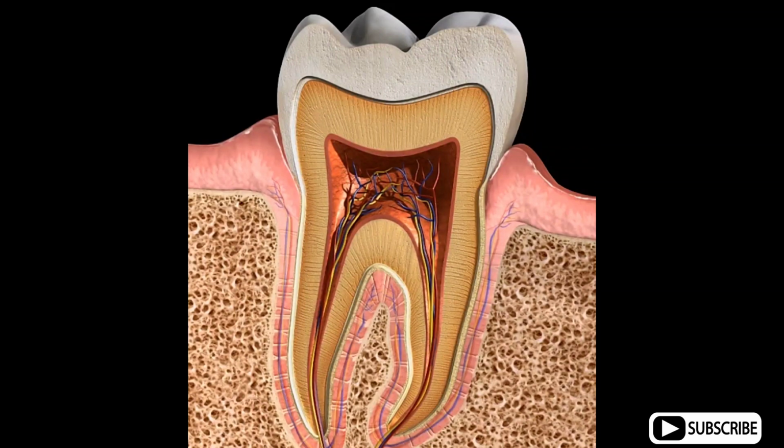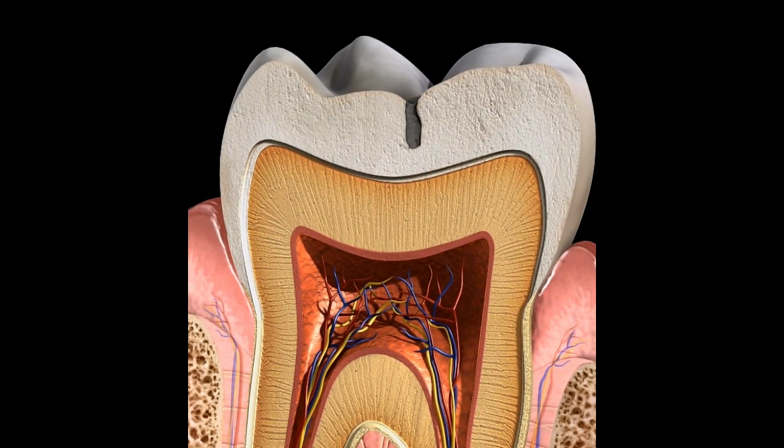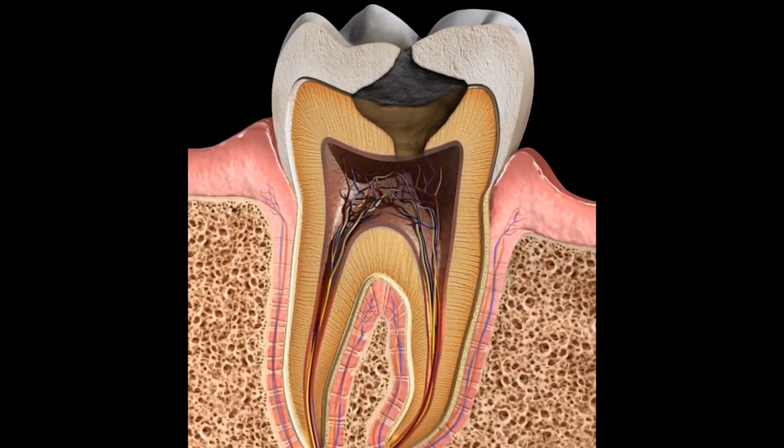Tooth decay, when left untreated, can progress to the innermost portion of the tooth, called the pulp, and may also cause an abscess to form at the root of the tooth. Endodontic treatment, which is more commonly known as root canal treatment, is required when decay has reached this stage.